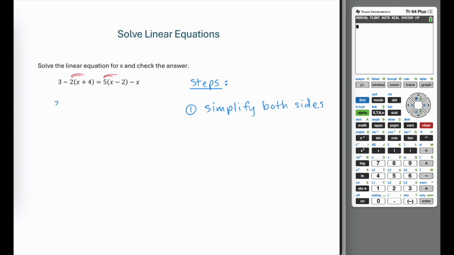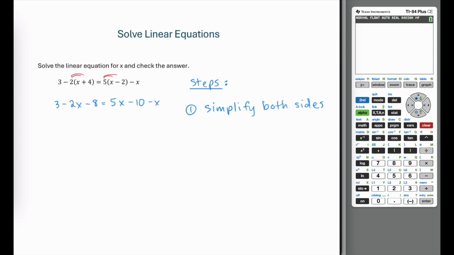So we have 3, and then the negative 2 is distributed into the parentheses to give us negative 2x minus 8. And then the 5 is distributed into the second set of parentheses to give us 5x minus 10. And then we copy paste the x down.